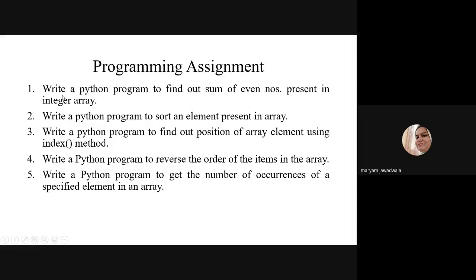The first program is to write a Python program to find the sum of even numbers present in an integer array, right? Second one, write a program to sort the elements present in an array, right? Then write a program to find the position of an array element using the index method. Then the next one, write a program to reverse the order of the items present in an array, and then write a program to get the number of occurrences of a specified element in an array, right?